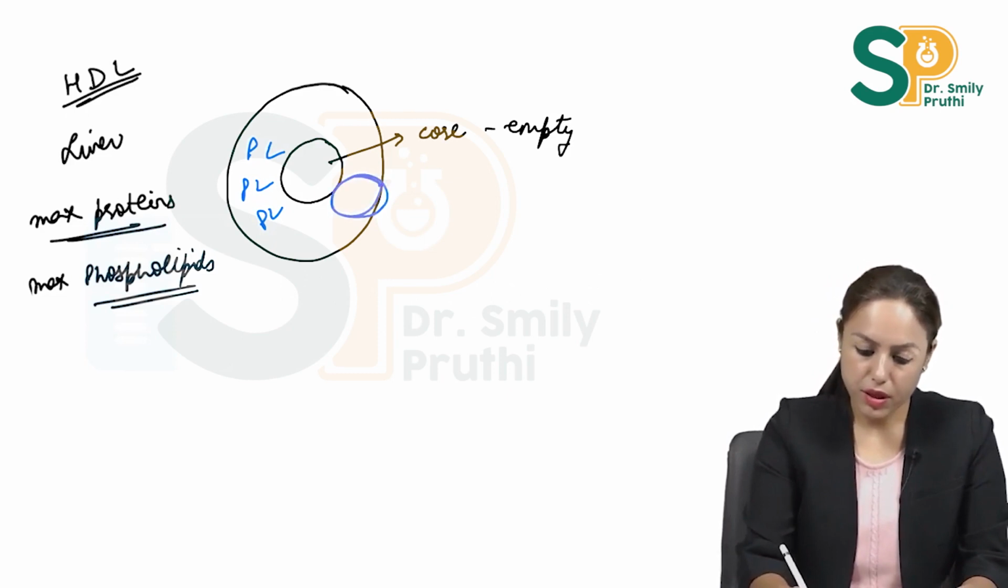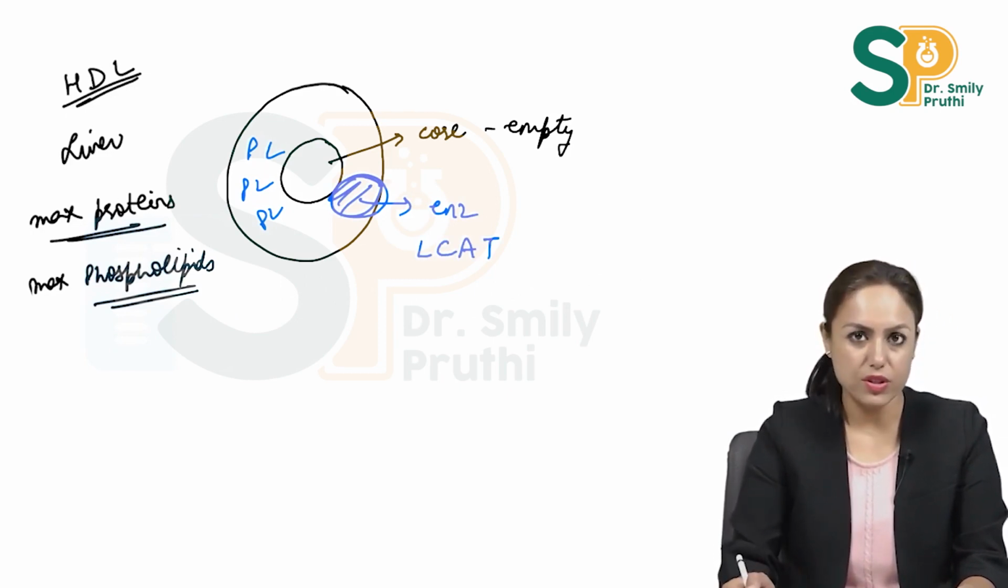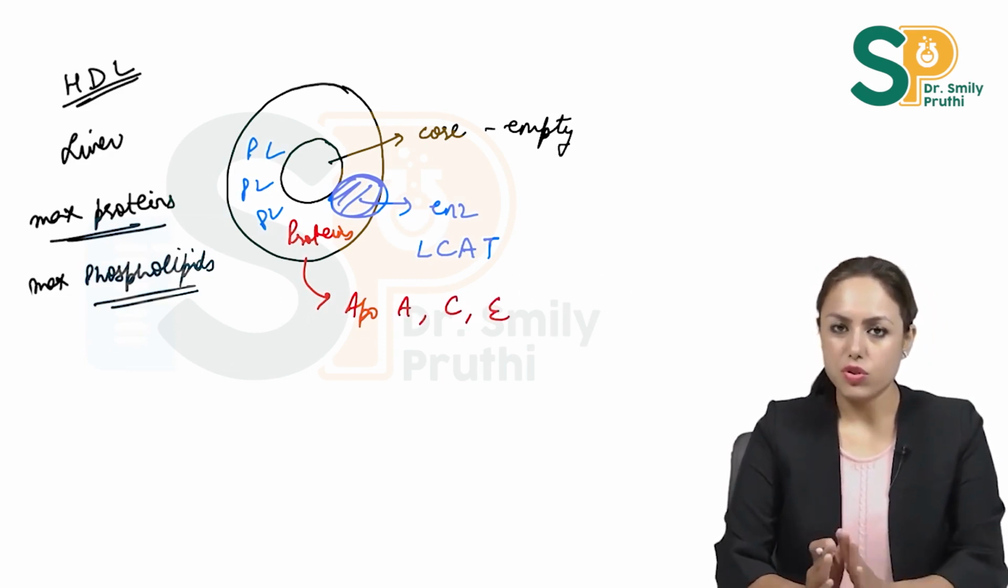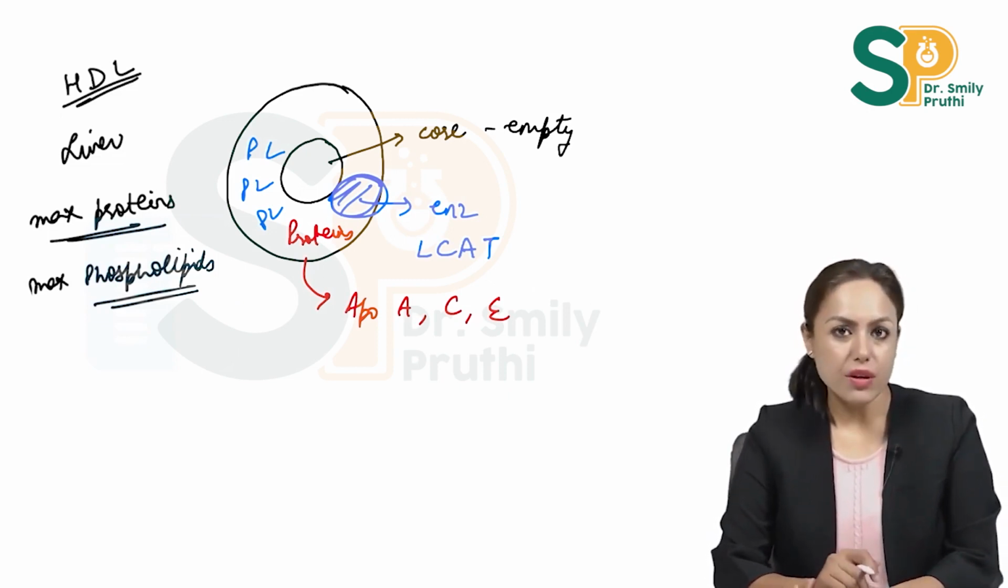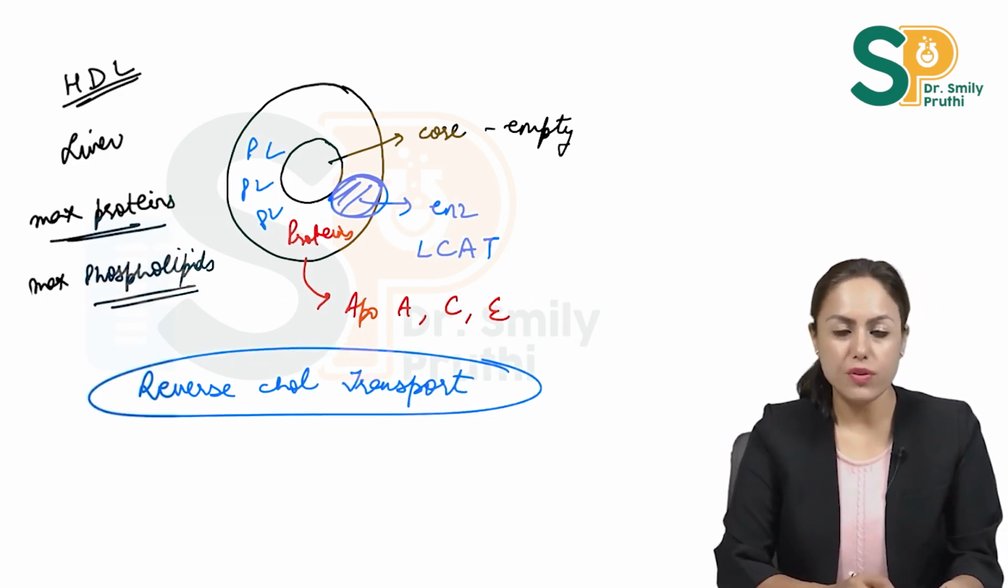Then there is an enzyme LCAT. Okay, I'll tell you the full form on next slide. And it has proteins in the periphery, proteins ApoA, C and E. Okay, this much structure is formed in liver and it will go to periphery to bring cholesterol back to liver, right? And bringing cholesterol back to liver is known as reverse cholesterol transport. Okay, HDL is doing reverse cholesterol transport.